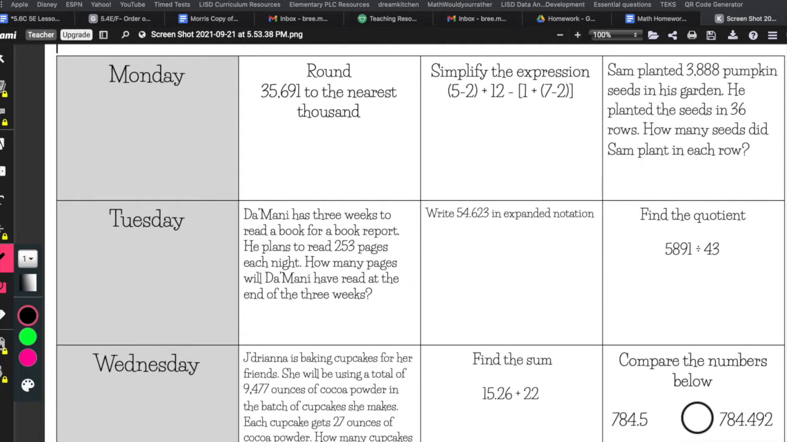I'm going to do the best to show you. I don't like doing these screen recordings like this. I like for you to be able to see what I'm writing. But anyway, let's take a look.